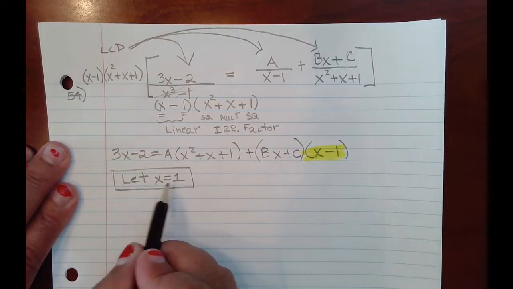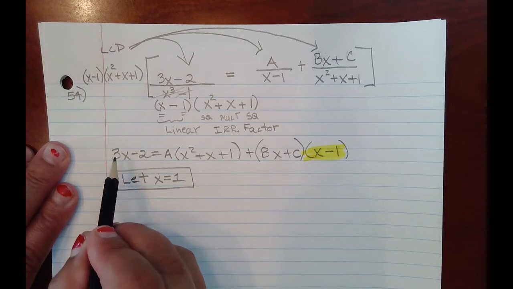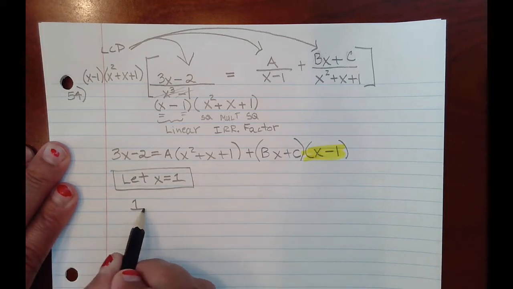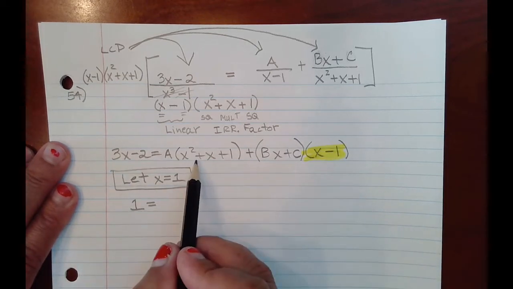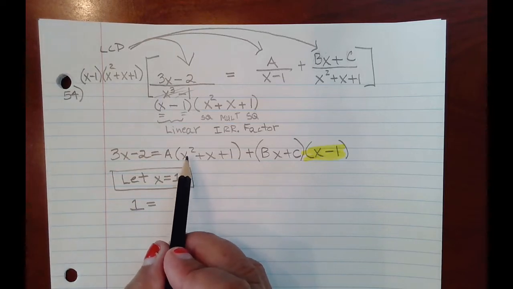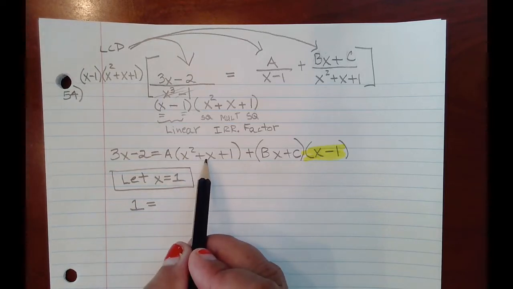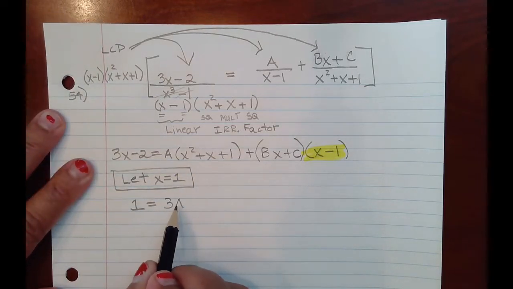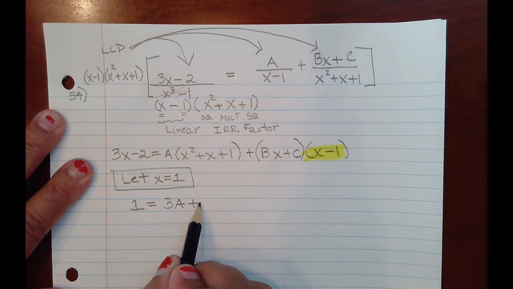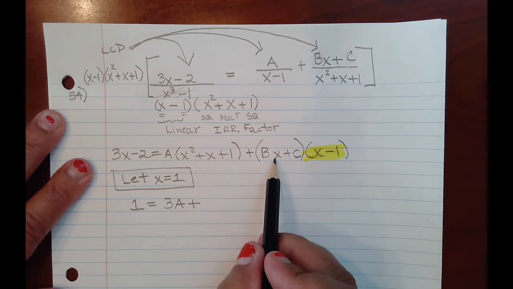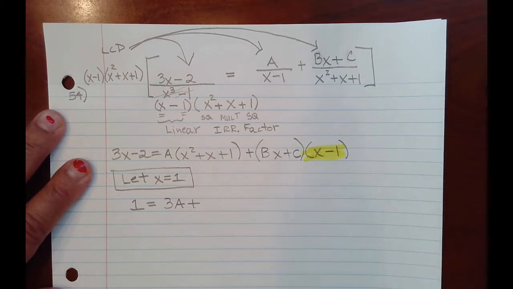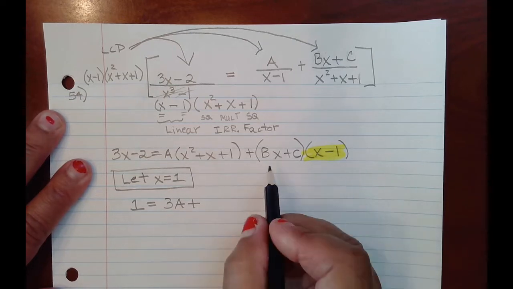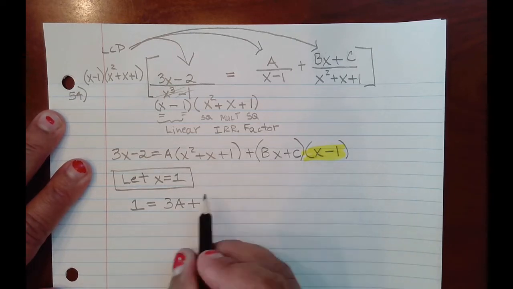So when x is equal to 1, it's 3 times 1 is 3. 3 take away 2 is 1. When we let x be equal to 1 here, 1 squared is 1, plus 1 more is 2, plus 1 more is 3, 3a. When we come over here, allowing x to be 1, we would get b plus c.